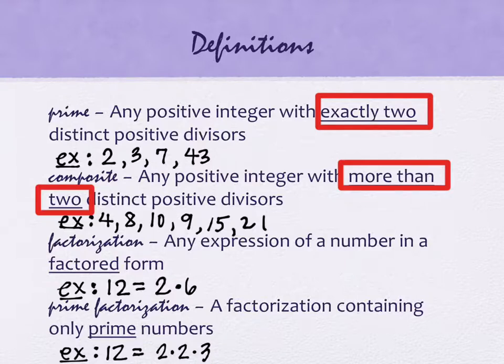Another way that you'll sometimes see this prime factorization is they'll write it as 2 squared times 3. Sort of shorthand, and that would be appropriate. This is just a side note.